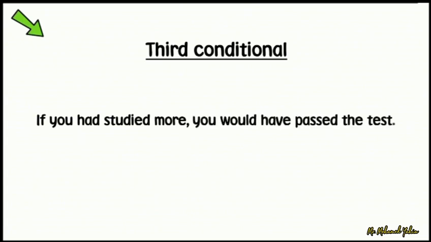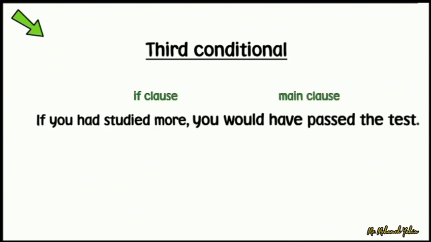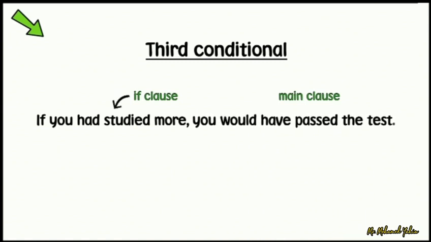We form the third conditional with an if clause and a main clause. The if clause is formed with the past perfect. The main clause is formed by would have and a past participle.